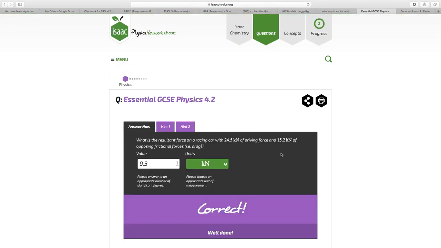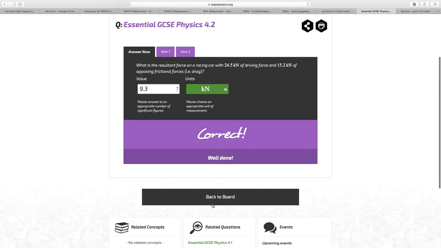For 2 then, the resultant force on a racing car, 24.5 kilonewtons driving force and 15.2 kilonewtons opposing frictional force. The difference between those two figures, 9.3 kilonewtons.